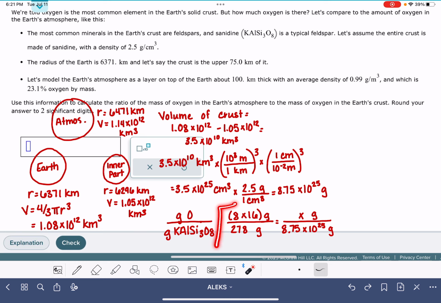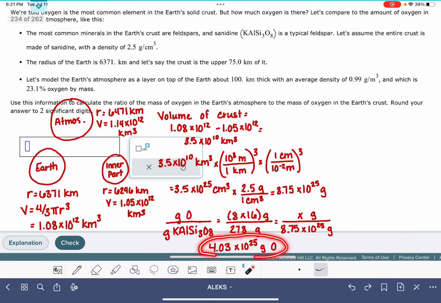So we've boiled it down to a very similar looking problem, similar to the last 4. This is going to allow us to calculate the mass of just oxygen in the crust using that crisscross rule again, and then solving for X. I'm not showing any of that math. I'm just jumping straight to X, 4.03 times 10 to the 25. That is the mass of oxygen in the Earth's crust. That's not even what the problem is asking us for.